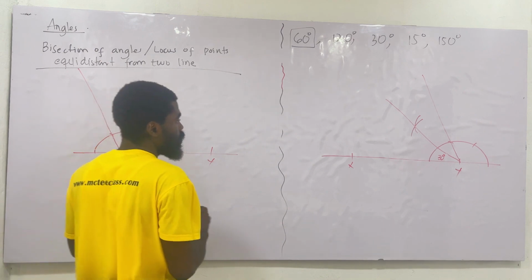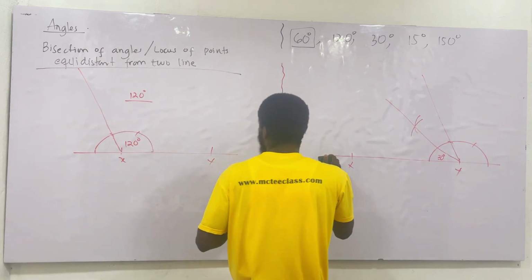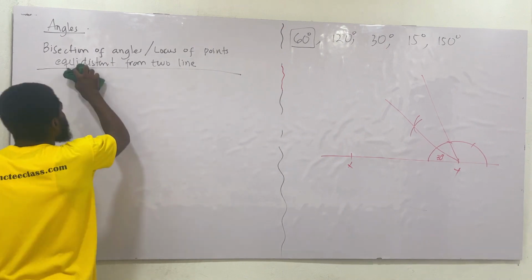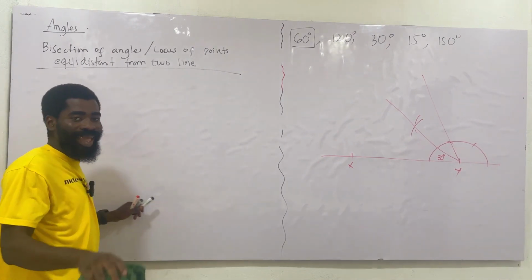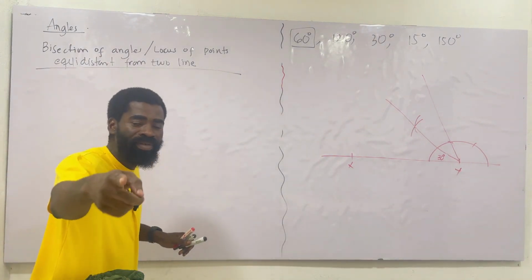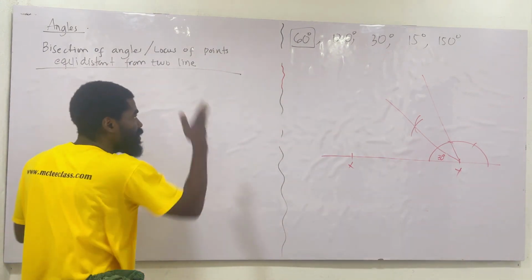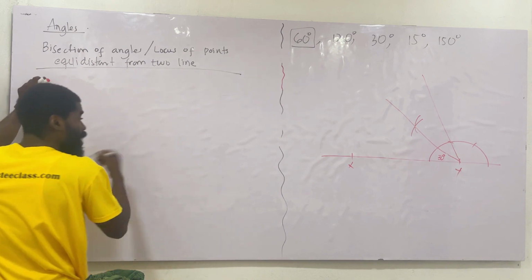Let's go. So let's go 15 degrees. For 15 degrees, that means we need what? We need 30, then we bisect the 30 and get what? 15. But before we can get 30, we need 60. So you all start with 60. All of them start with what? 60. I'll show you why. All angles will start with 60.